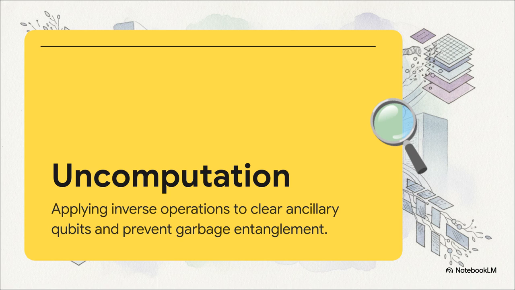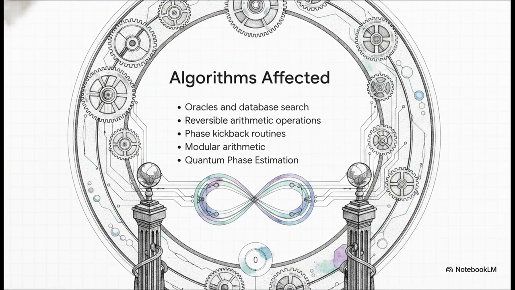But wait, that introduces a massive problem of its own, garbage entanglement. If you leave temporary values just sitting around on these ancillary qubits, they remain entangled with your output, and they will completely destroy the interference patterns you need to get the right answer. So we rely on a design pattern called uncomputation. You compute, you use the result, and then you strictly apply inverse operations to uncompute those temporary values, clearing them out entirely.